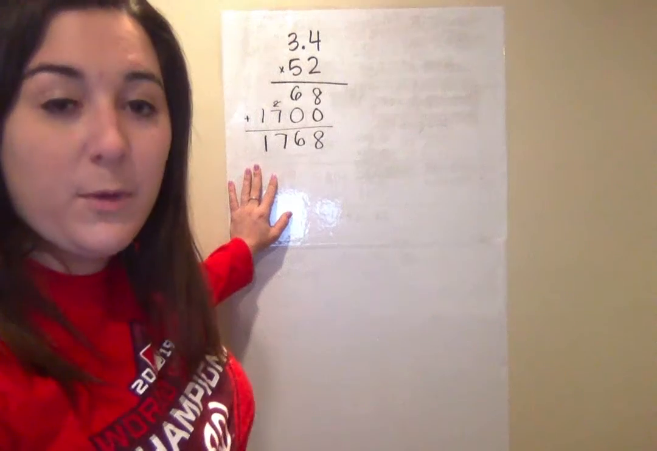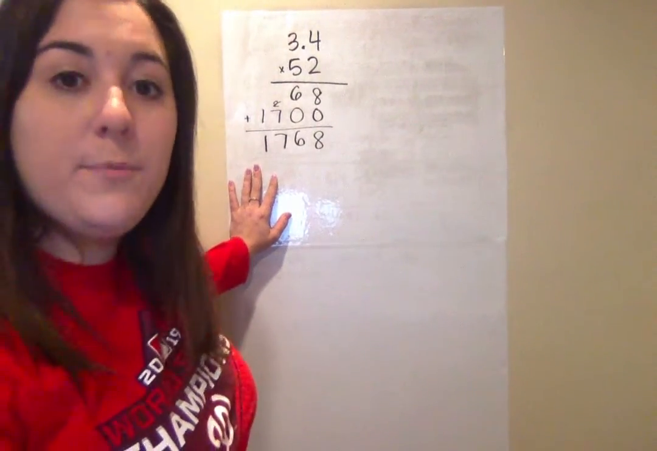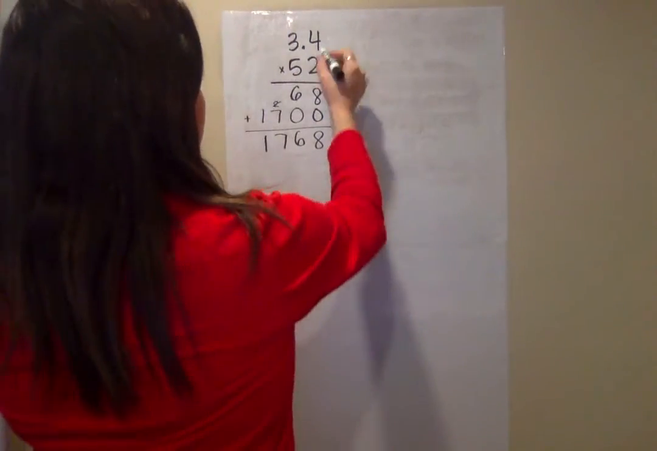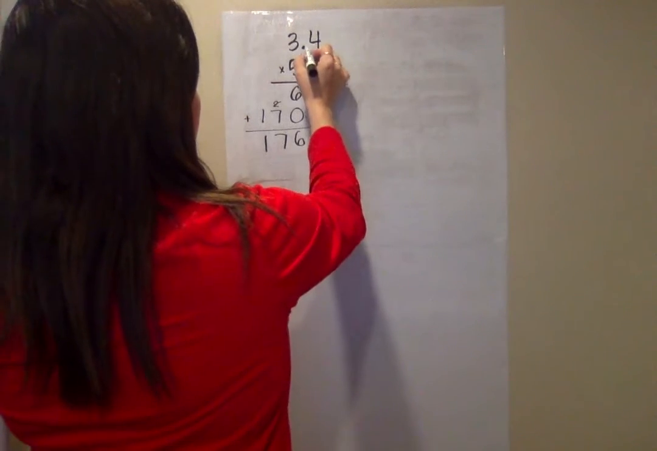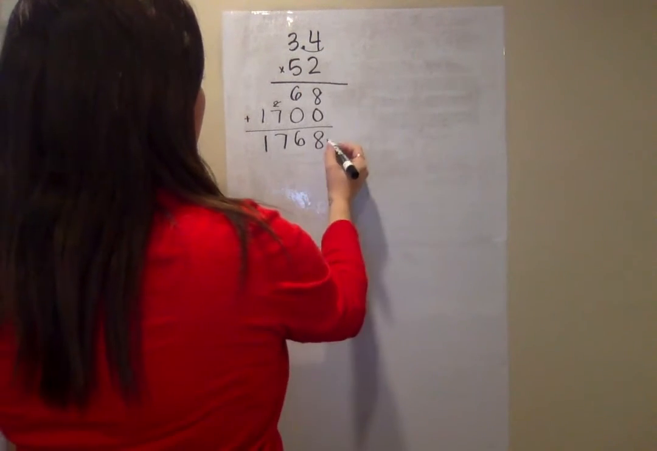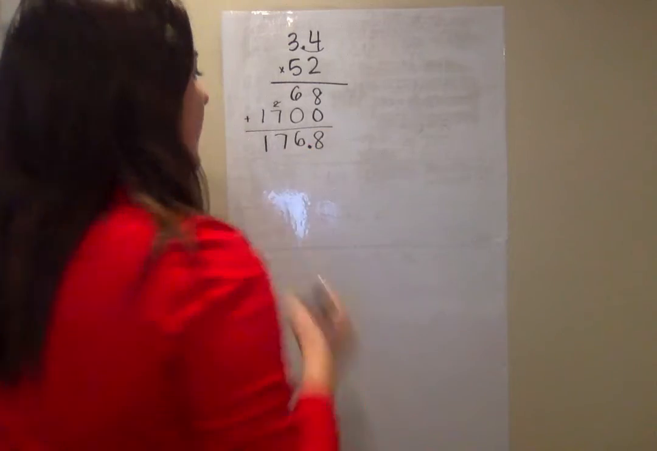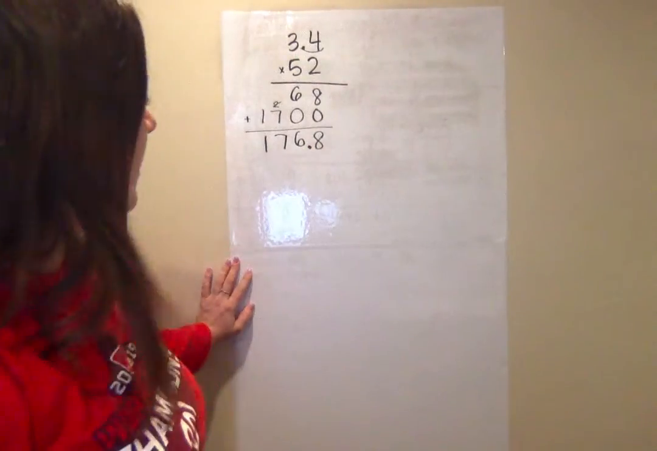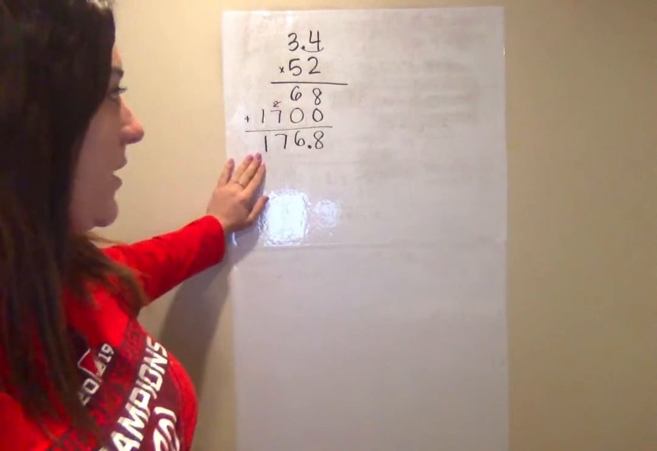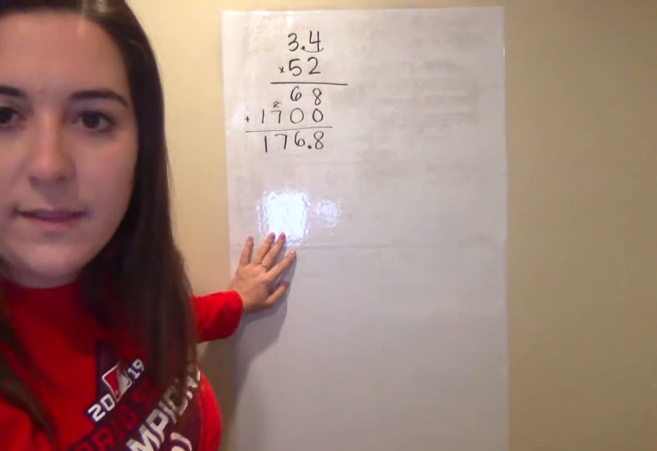However, I also know that I'm multiplying decimals, so now I have to go and put my decimal in place. All right, so how many total digits do I have behind a decimal here? I have 1, so that means I need to have 1 digit behind the decimal in my answer. So the answer really is 176 and 8/10.